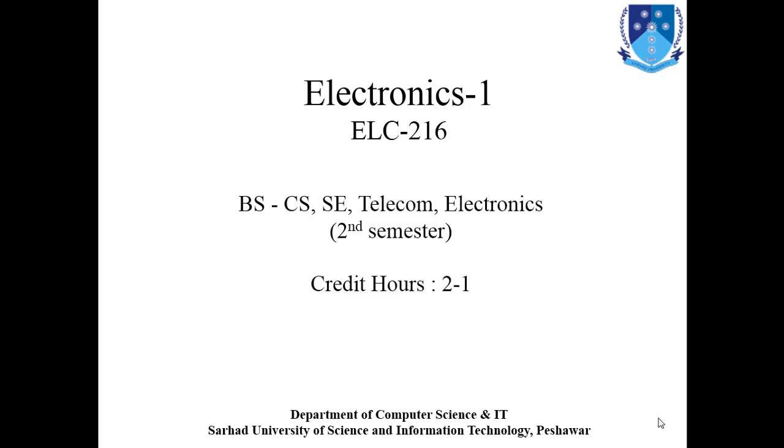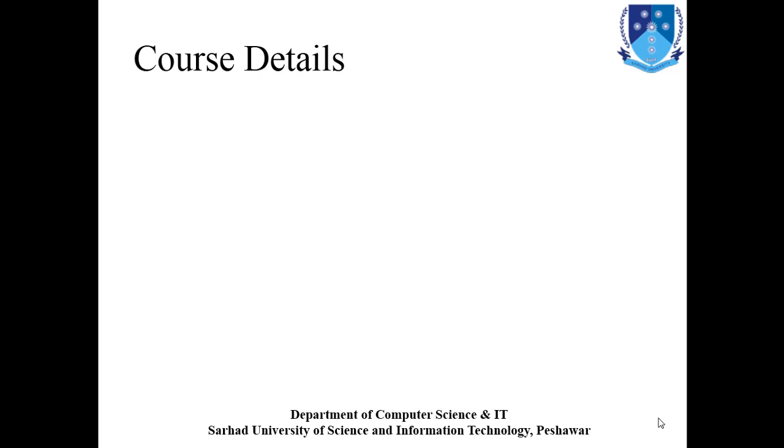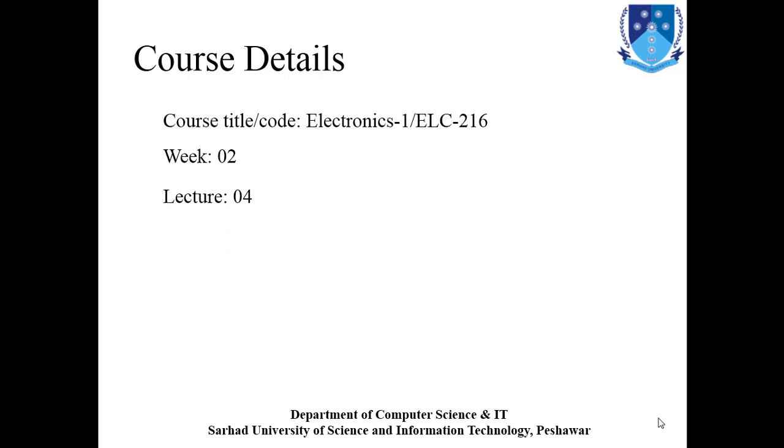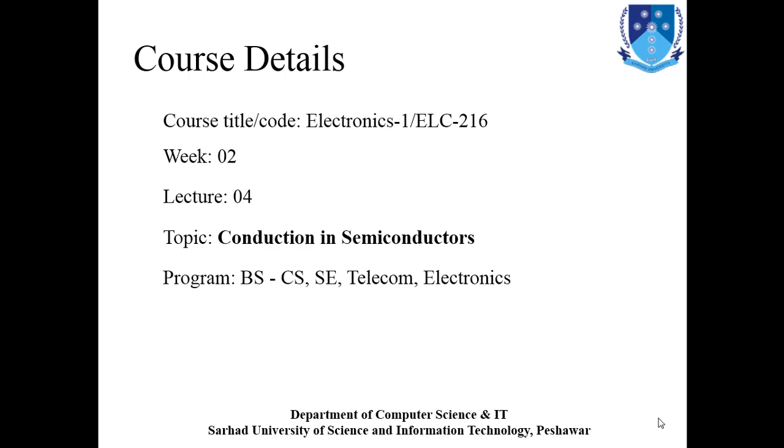Electronics 1 is a 2-1 credit hour course, means that we have to cover 2 credit hour theory while 1 credit hour or 3 contact hours of lab work per week. Course details are such that today we will learn lecture number 4 of week number 2. The topic we will cover in this lecture is conduction in semiconductor materials, or we can say that current flow in semiconductor materials.